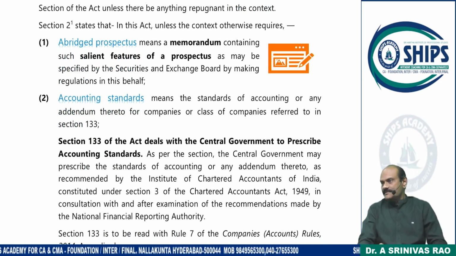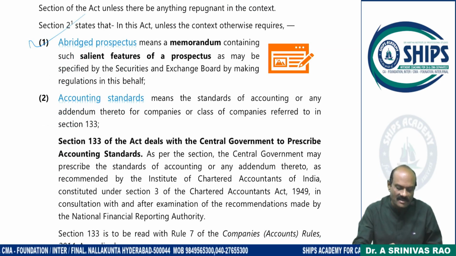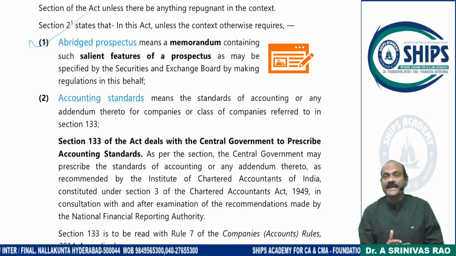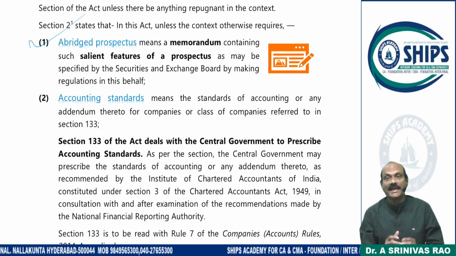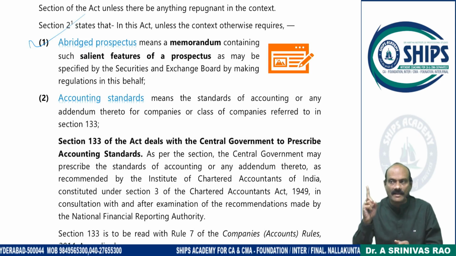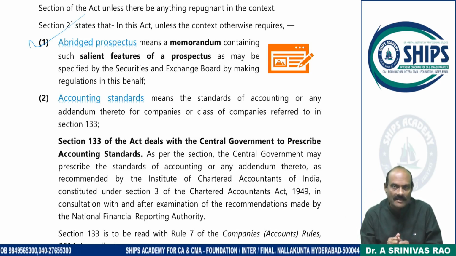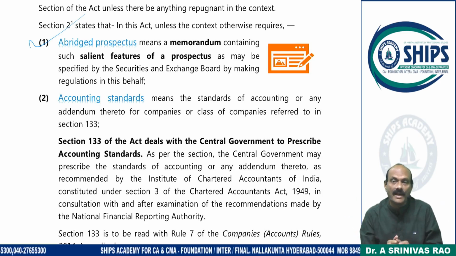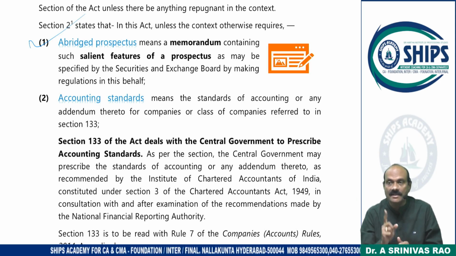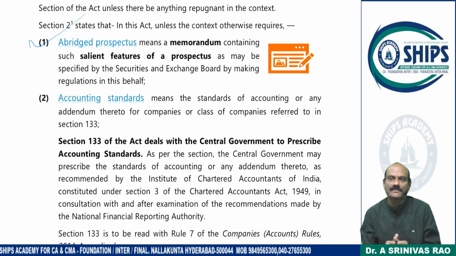Abridged prospectus. Originally it has to be discussed in the prospectus chapter, but still, here I am trying to give one example. A prospectus is always a lengthy notebook. In a prospectus, there are Part A, Part B, and Part C. Part A is about the company, Part B is about the present issue, and Part C is about risk factors. We have to explain and give a detailed note.